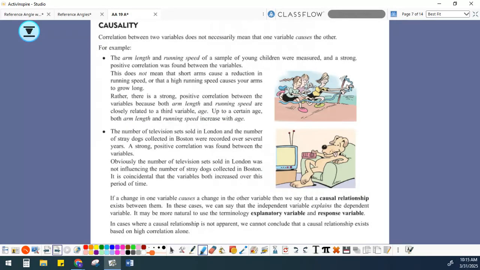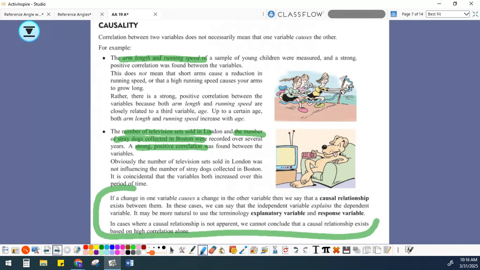The last thing is causality. All right, so sometimes we can find a correlation, but one thing does not cause the other. So there was a study done on the arm length and running speed of young children. Just because somebody runs fast doesn't mean that it's because they have long arms. This one says the number of television sets sold in London and the number of stray dogs collected in Boston. Even though there's a strong positive correlation, one does not cause the other.